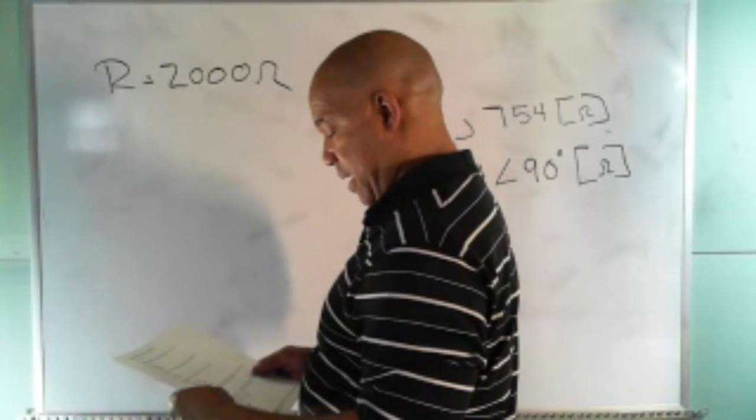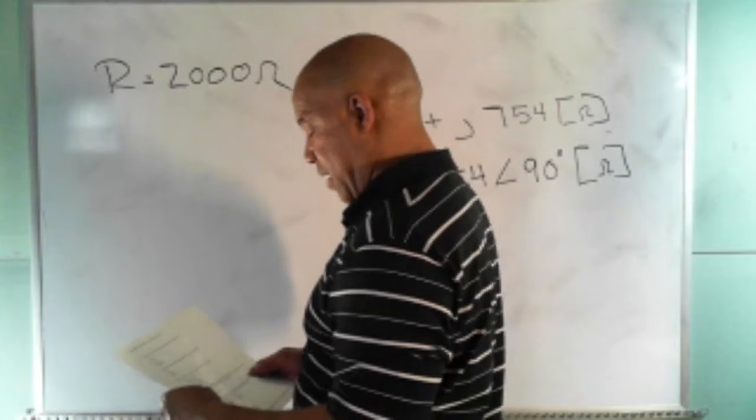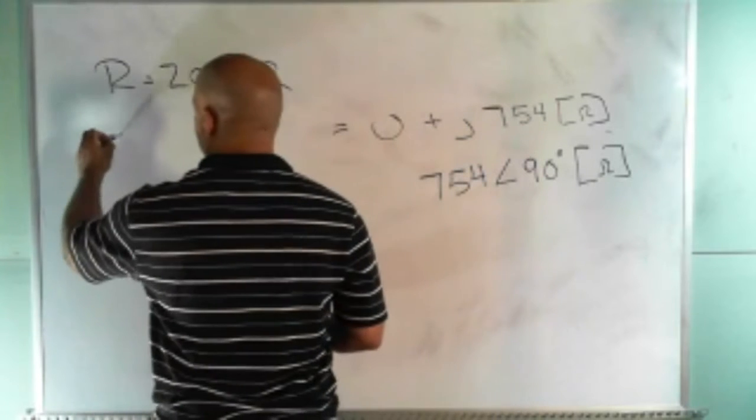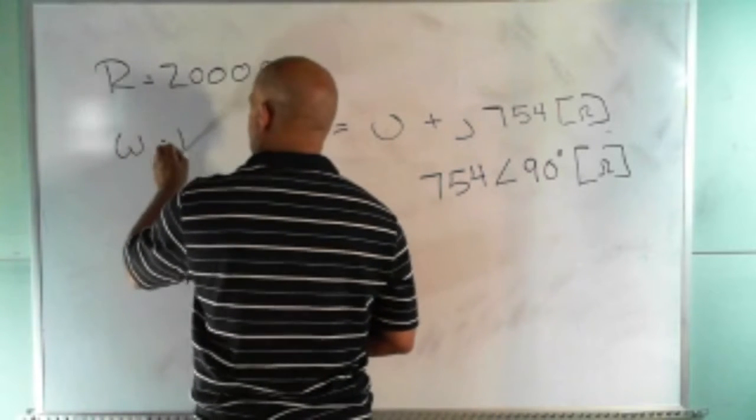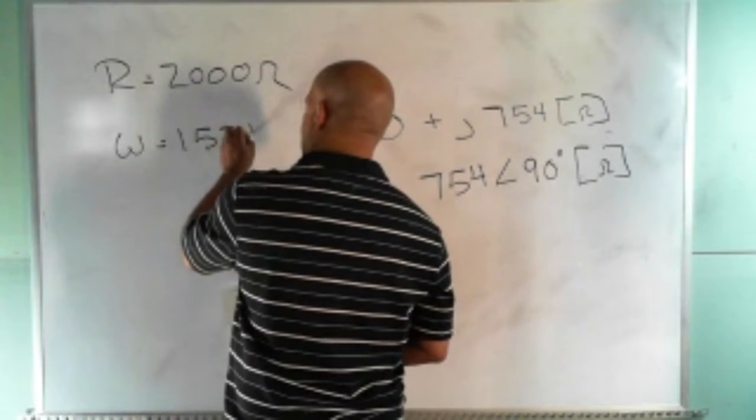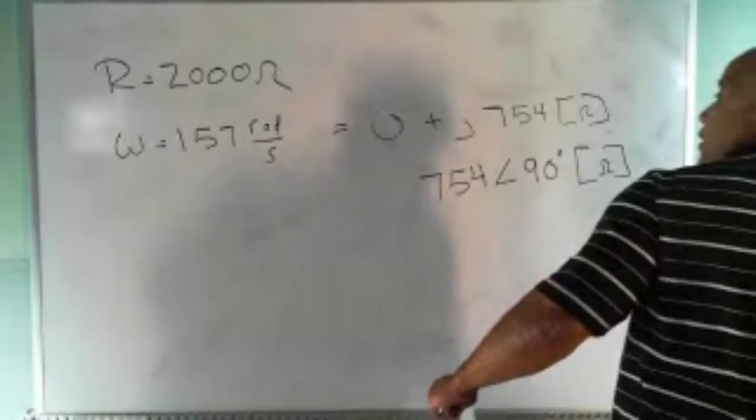And I have omega 157. It's 200, not 2,000. Just a heads up. Just 200. Okay. Thank you.